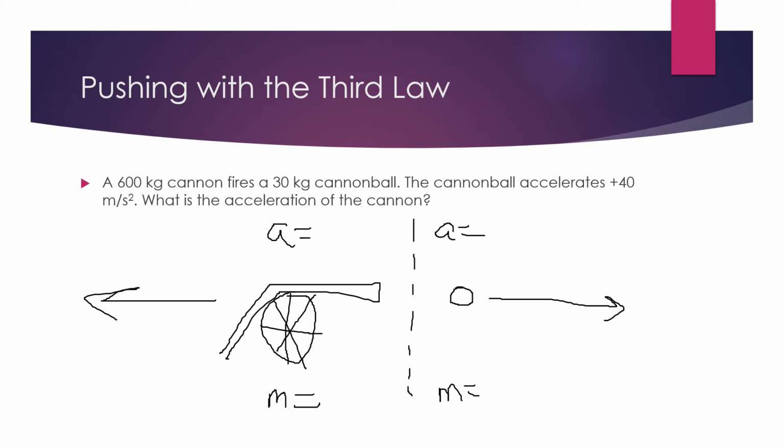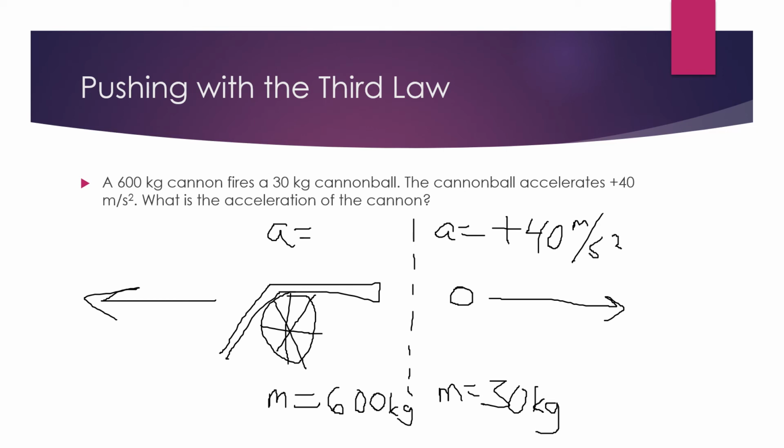So let's go ahead and throw some numbers in. So we have a 600 kilogram cannon, mass 600. And the cannonball's 30. And the cannonball accelerates positive 40. What is the acceleration of the cannon?